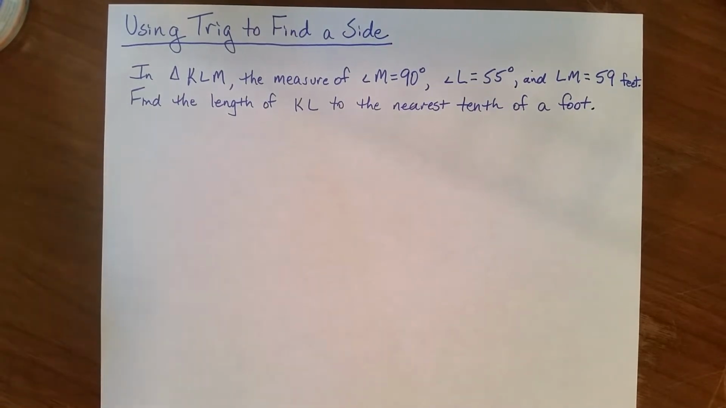All right, good morning, ladies and gentlemen. We're here to look at using trig to find a side. We've already got the game plan set up. We're looking at what we're looking at here in triangle KLM. The measure of angle M is 90 degrees, angle L is 55, and LM is 59 feet. It looks pretty straightforward to me. Find the length of KL to the nearest tenth of a foot.